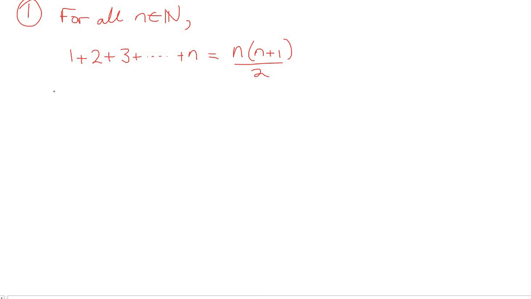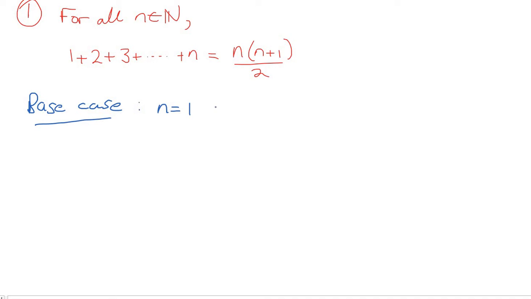Right then, for the induction we start here. So this is the statement we want to prove. For all n in the natural numbers, 1 plus 2 plus 3 up to n equals n times n plus 1 over 2. Now as with any induction, we start with the base case. So the base case for the natural numbers is just n equals 1.